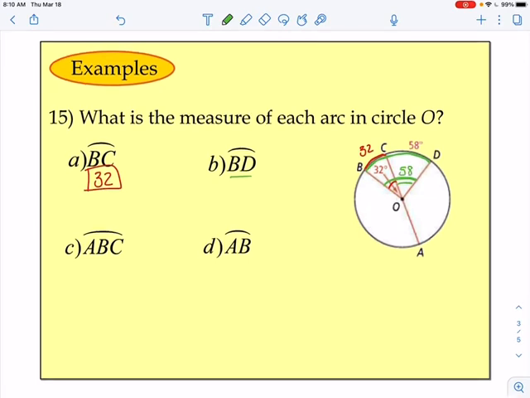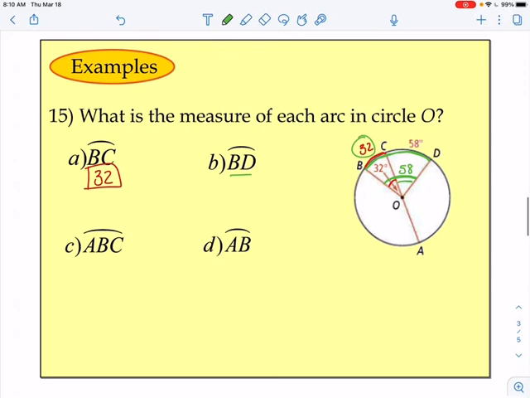So that angle is going to be 58, or again, I had this 32 up there already. I could have just added those 2 together. 32 plus 58 is going to give you an answer of 90. So arc BD is going to be 90.